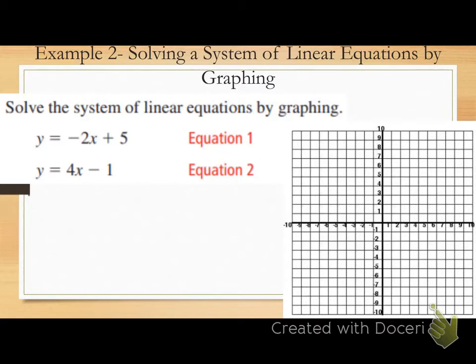So let's see if we remember how to graph using slope-intercept form. Is this slope-intercept form? Yes, it is. What do I graph first? My y-intercept. What's the y-intercept of equation 1? 5. So I find 5 on my y-axis. Put a point. Everyone good with that? Yes. How do I get more points?